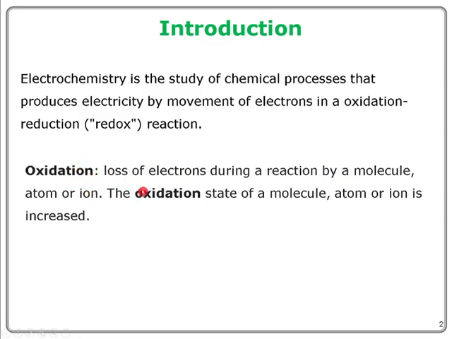Then the oxidation state of the molecule will increase. So in electrochemistry, you have two chemical reactions taking place. One is an oxidation reaction, and the other is a reduction reaction. When you combine these, this is referred to as a redox: RED meaning reduction, and OX meaning oxidation. Oxidation is basically the transferring of electrons from one atom to another, meaning there's a loss of electrons.